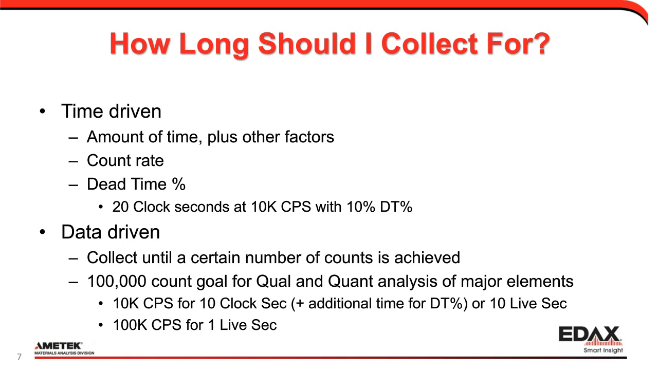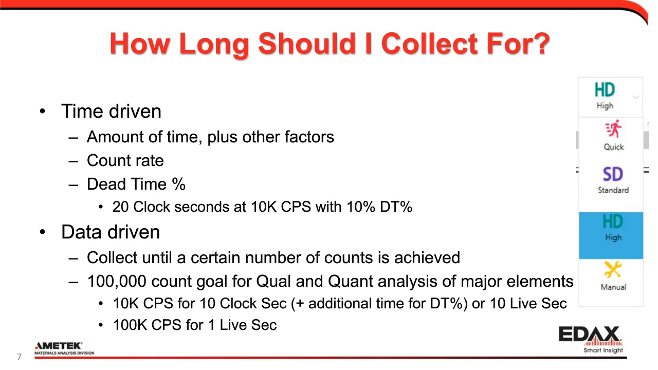Before we go into an example, I'd like to show some of the ways that we're implementing this into our software. So now with a data-driven approach, we take the total data quality into consideration, and we allow you as the user to work in quick, standard, or high mode. Specifically, say for mapping, if you want to collect until you have a certain number of X-ray counts per pixel in your map set, you could select one of the preset modes. You could also change your own mode or even work in manual conditions and fully control all of your collection conditions.